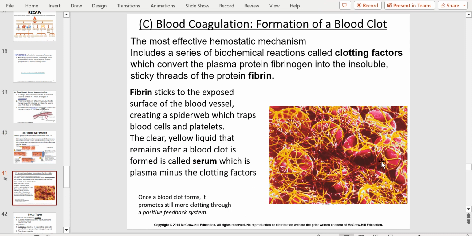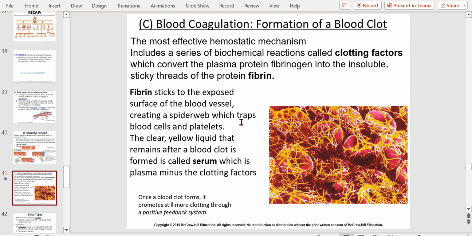Remember the whole idea of fibrinogen. That's what's going on here. You see those spider webs there? It just holds all those RBCs in, right? The most effective hemostatic mechanism includes a series of biochemical reactions called clotting factors, which convert the plasma protein fibrinogen into the insoluble sticky threads of the protein fibrin.